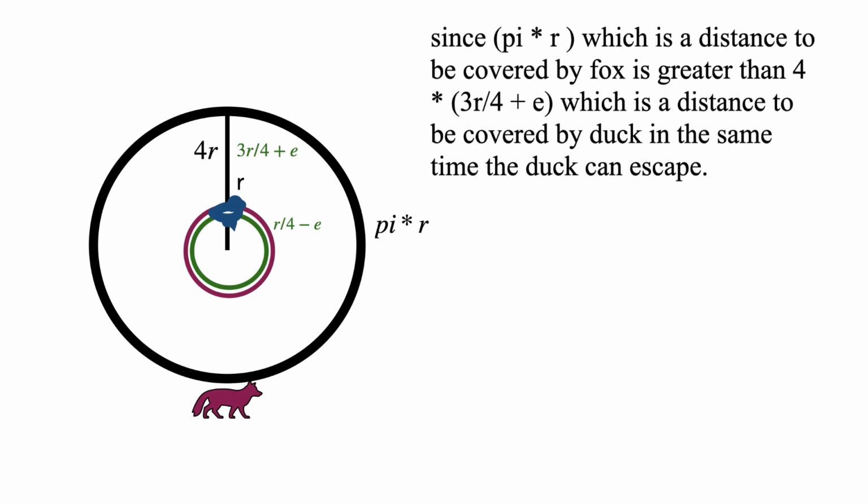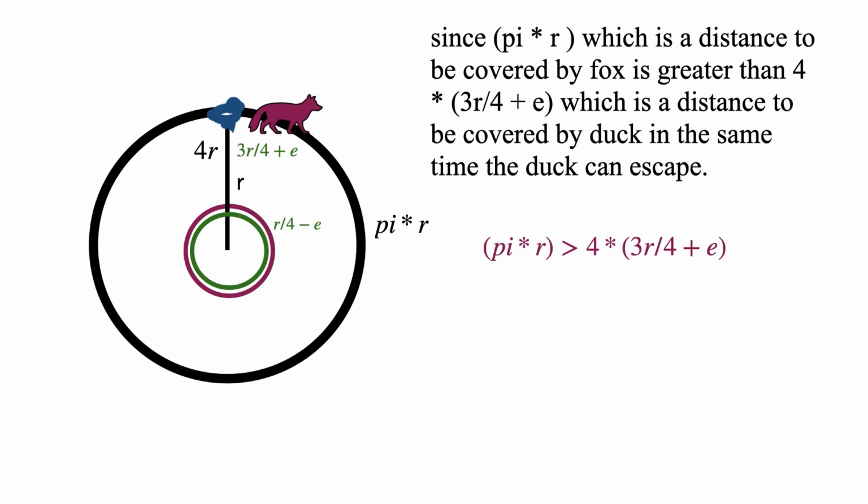Here, since pi r, which is the distance to be covered by the fox, is greater than 4 into (3r/4 plus e), which is the distance to be covered by the duck in the same time, we clearly see that the time taken by the duck to reach the land is less than the time taken by the fox to reach the duck at that particular point. That's the reason the duck will reach the land and fly and escape. So in this way, the duck would be able to make it to land and fly away.